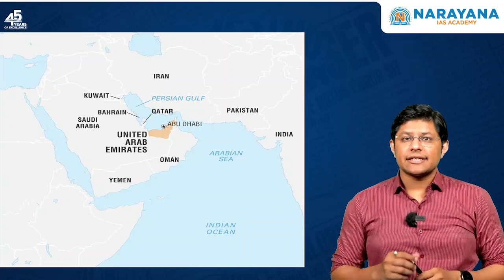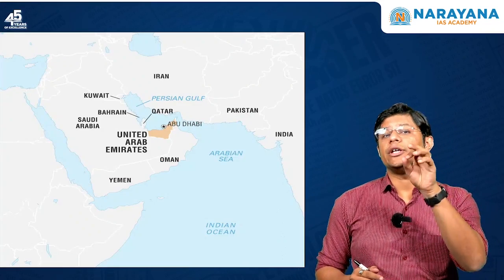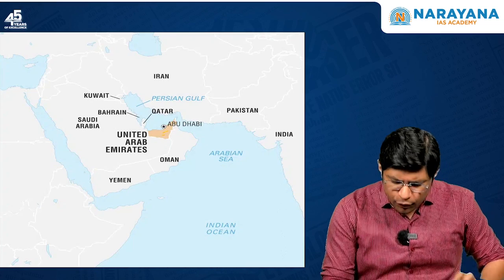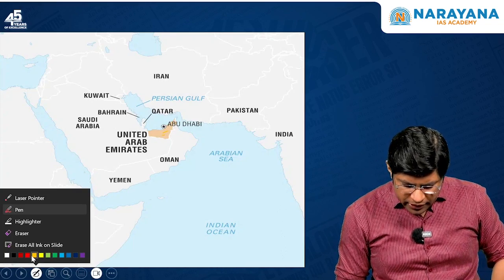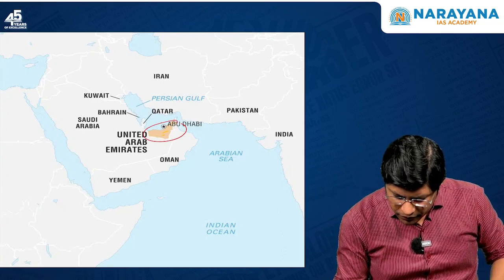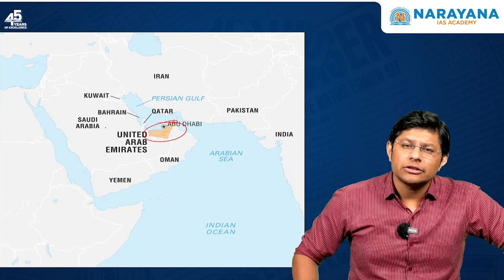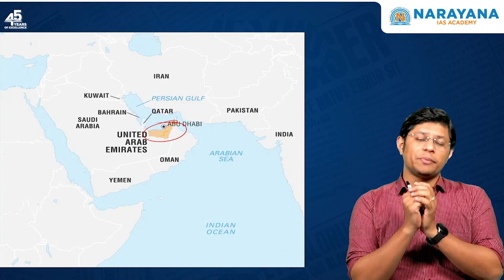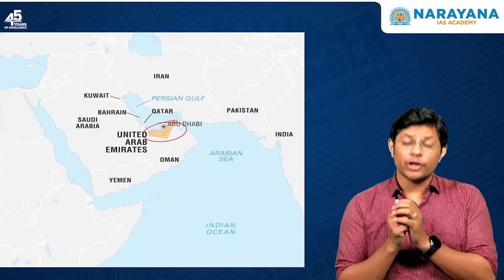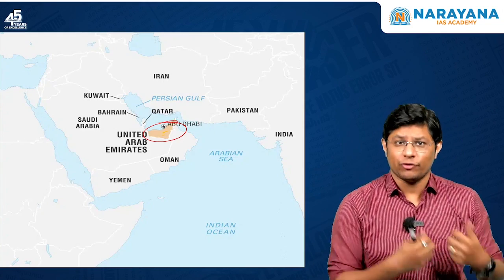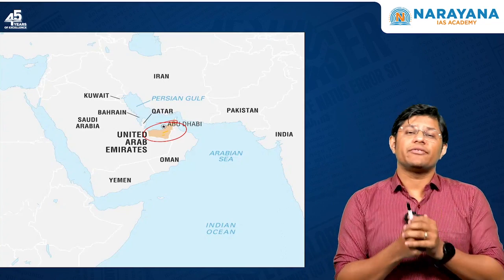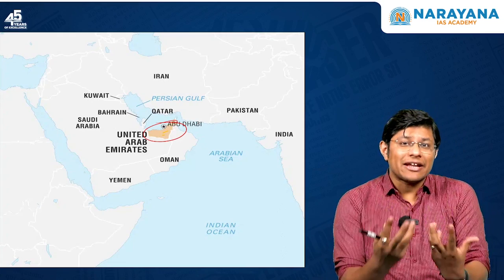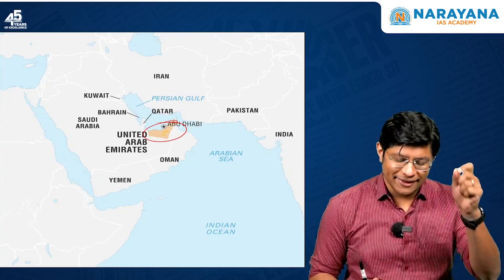Now see, this is the location of the United Arab Emirates. What is the reason behind showing this map? Because of map-based questions in UPSC. For India, the Middle East is very important, so UPSC has a tendency to ask questions on the Middle East, right?